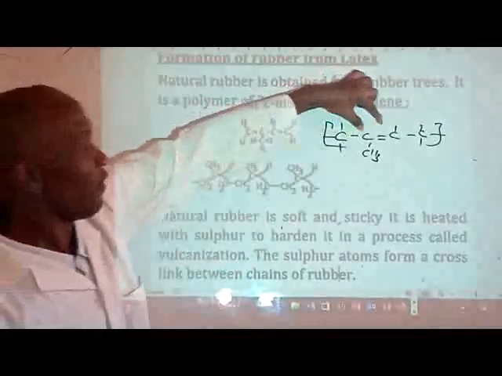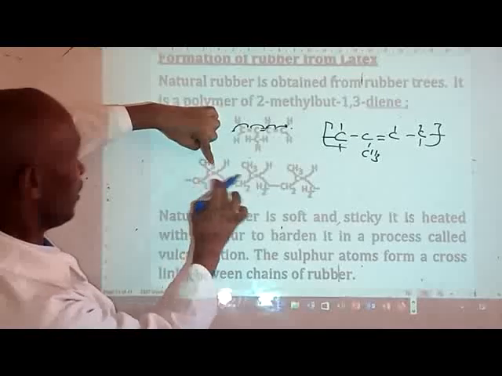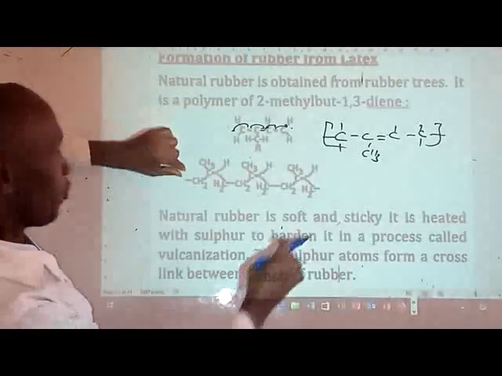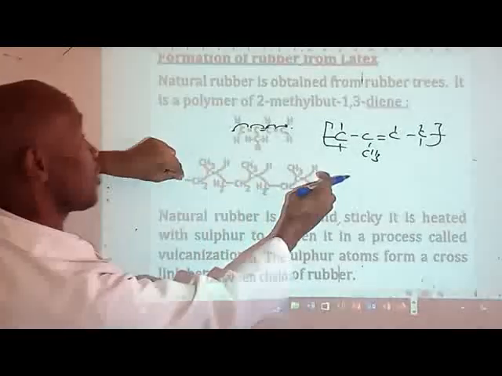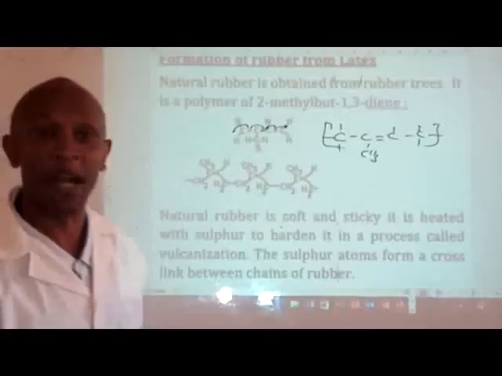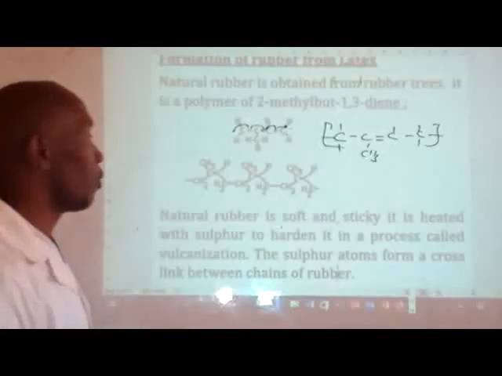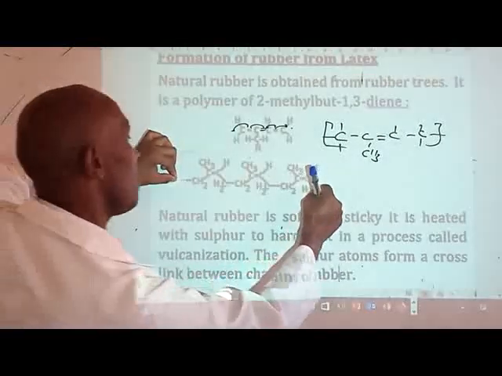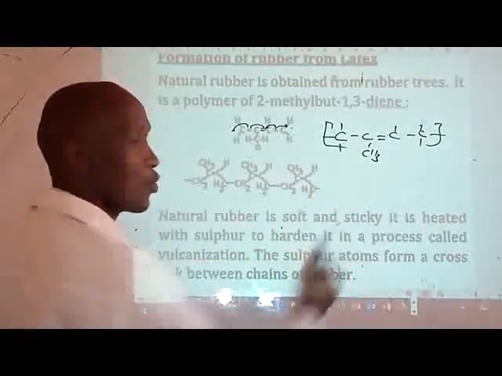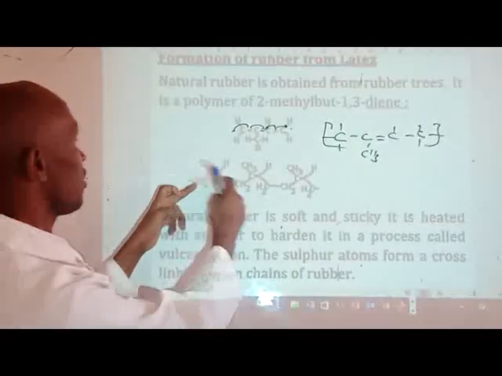Now, because when you have a double bond, the type of bond that you have looks like that. So this double bond actually makes this molecule elastic. It belongs to the class of compounds that we call elastomers. It is elastic because if you pull it, it will straighten. It will straighten because of these bond angles.